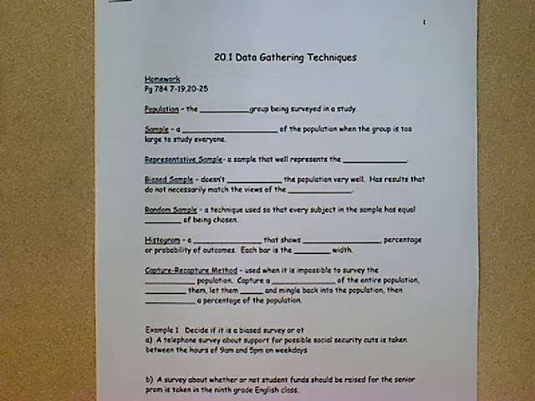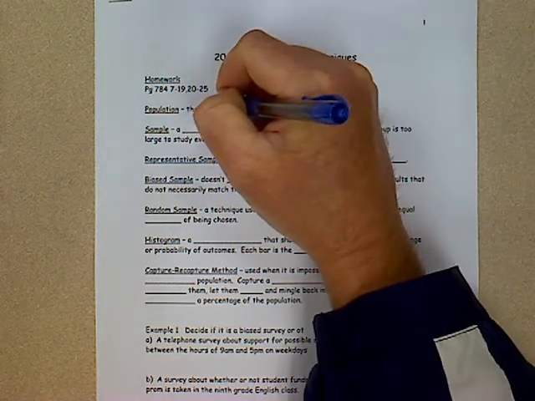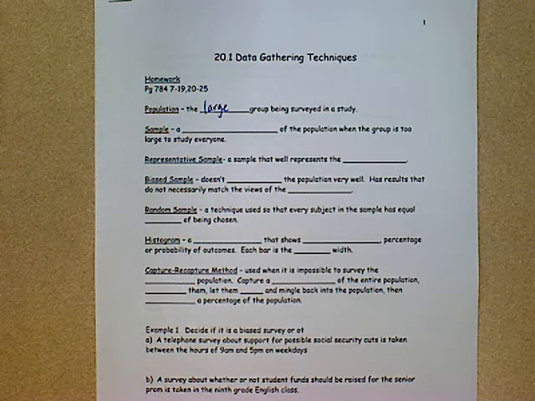statistics, trying to evaluate data, trying to look at how to gather data. That's what we're kind of looking at here today. So lots of fill-ins on the notes. Go ahead and get ready for that. Here we go. So population is the larger group or large group that you're trying to survey in a study.